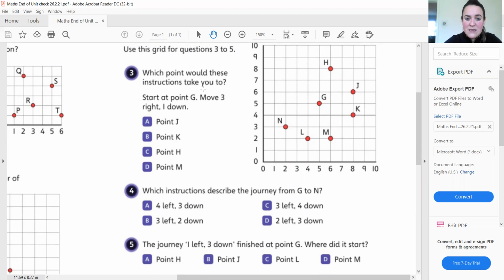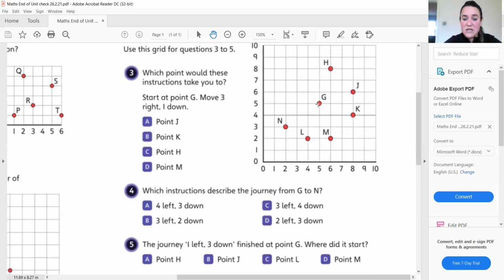So firstly, if I start at point G and move 3 right and 1 down, so there's my translation here, move 3 right and 1 down, I'm going to follow that instruction. And at which point is it going to stop at? Okay, so all I want you to do now is point to point G. I want you to move 3 to the right and 1 down and circle which point you would end at. Well done.